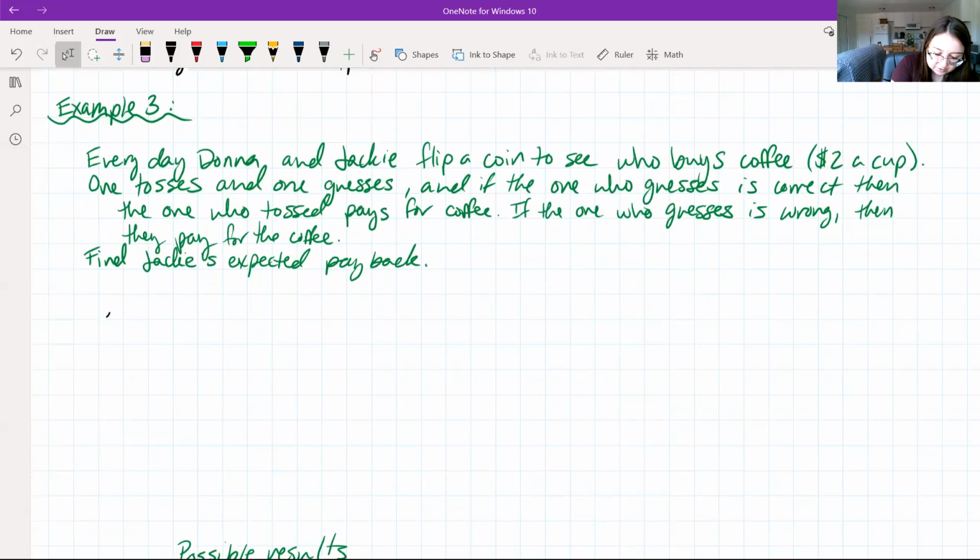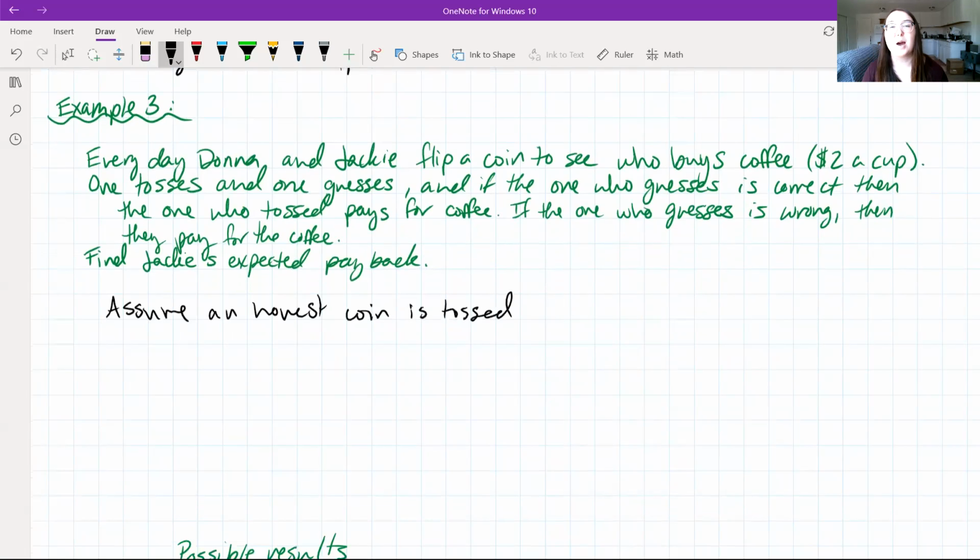So we're going to assume an honest coin is tossed. By honest coin, we pretty much just mean that every time you toss it, you have a 50% chance of getting heads, 50% chance of getting tails. It's not weighted differently or anything like that. So then Donna is going to toss the coin, and Jackie guesses the outcome.